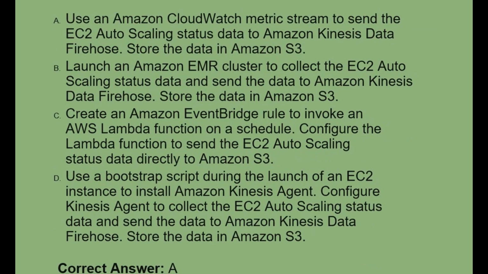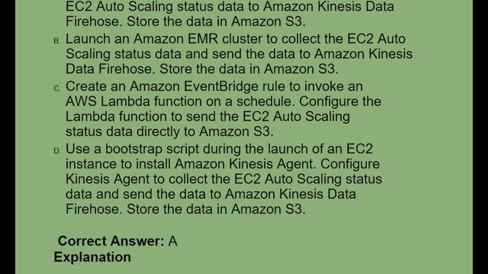Option D, use a bootstrap script during the launch of an EC2 instance to install Amazon Kinesis agent. Configure Kinesis agent to collect the EC2 auto-scaling status data and send the data to Amazon Kinesis Data Firehose. Store the data in Amazon S3. Correct answer is option A.